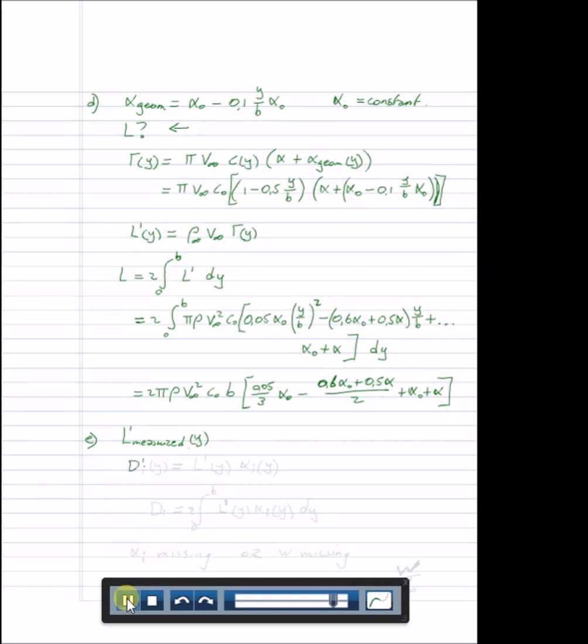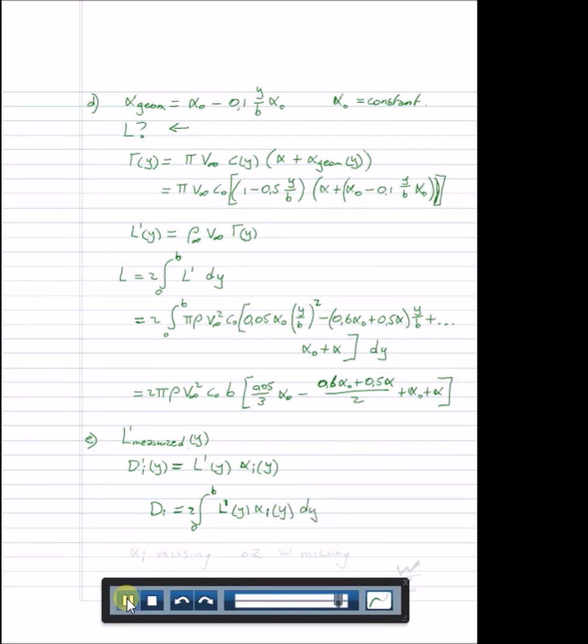But if you know that the distributed or the induced drag per unit span, which is a function of y, is given as L prime as a function of y times alpha I as a function of y, then you quite quickly see that D I is the integral from 0 to b, and we again multiply this times 2, of L prime of y times alpha I, which is a function of y, dy.